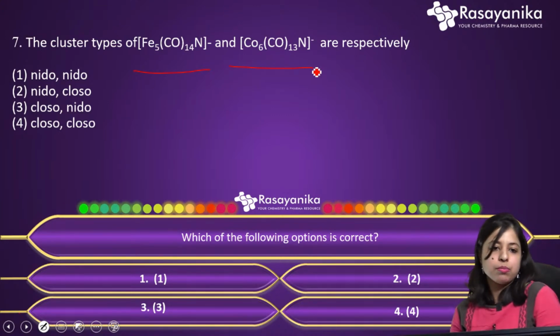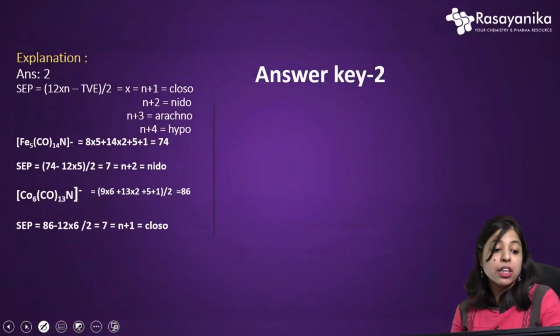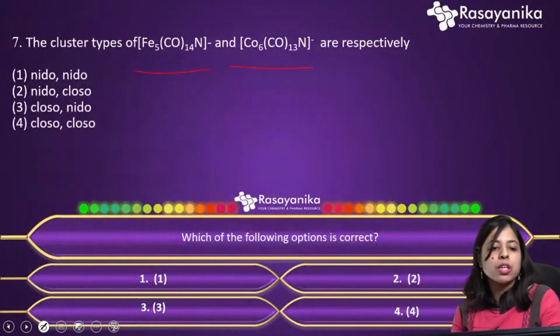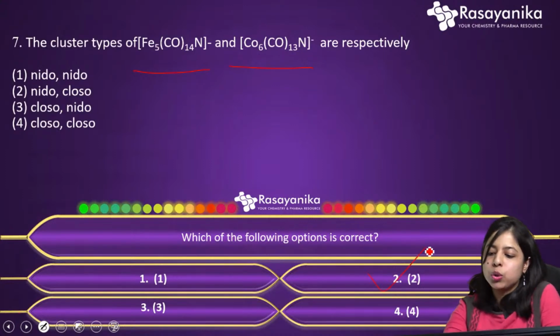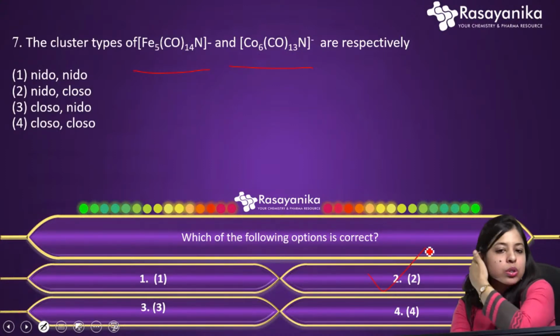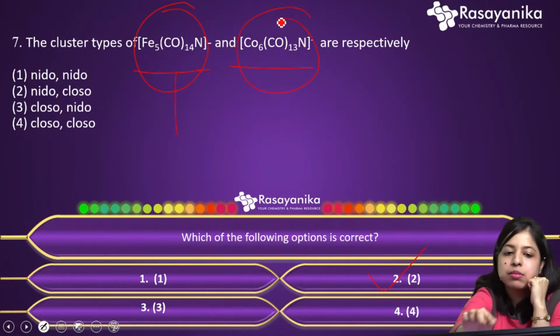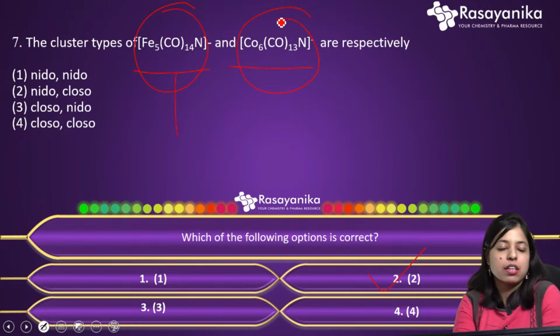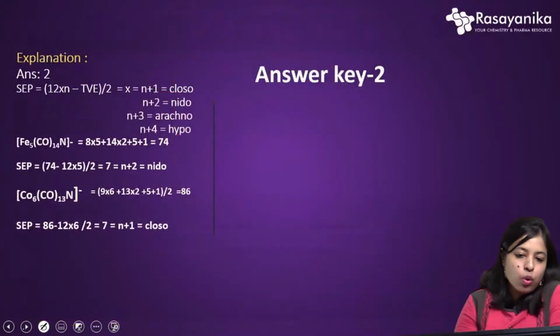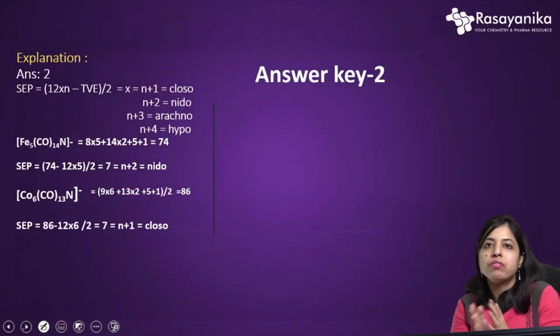Okay, so let's move to our explanation. The correct option will be option number 2. Gayatri, it's not option number 1, it is option number 2. That is nido and closo. The first one becomes nido, and the second one becomes closo. Now just look at our explanation of how we can solve this type of question.